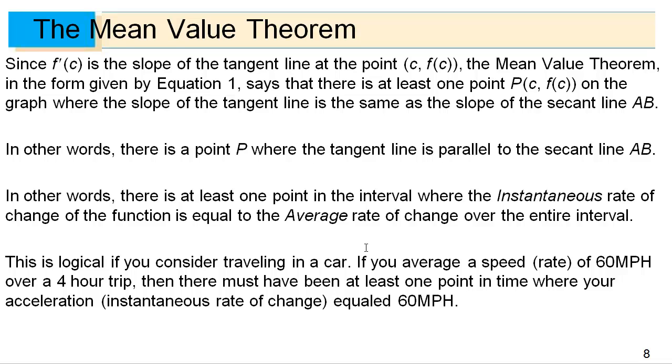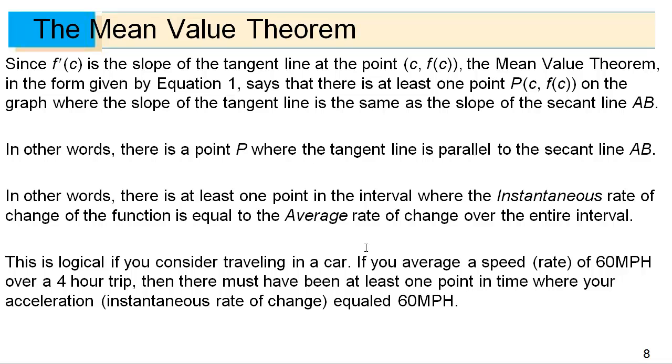As we've already talked about, the mean value theorem is just saying that there has to exist at least one point c where the tangent line is parallel to the secant line. Or in other words, there has to be at least one point on the interval where the instantaneous rate of change of the function is equal to the average rate of change over the entire interval for that function.